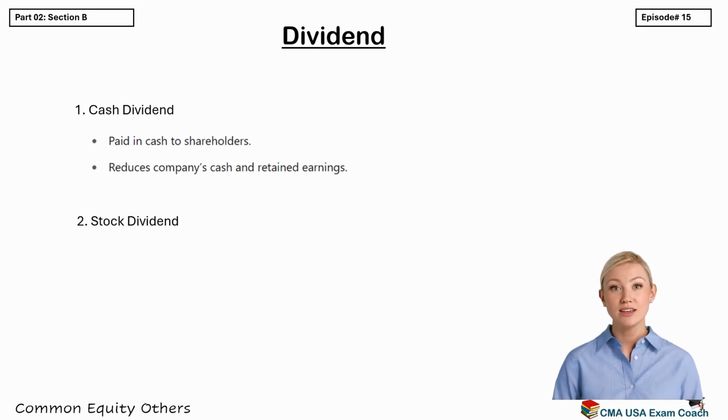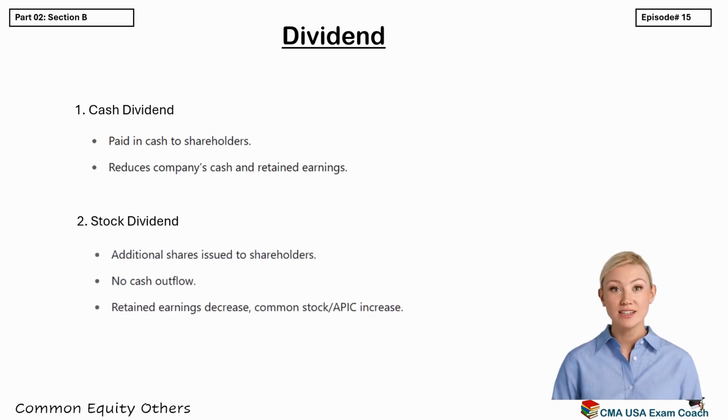Then comes the stock dividend, a non-cash reward. Instead of giving you money, the company gives you more shares. If you owned 100 shares and there's a 10% stock dividend, you now own 110 shares. While your total ownership percentage may not change, the number of shares increases and each share's price adjusts accordingly. Stock dividends are often used when companies want to reward shareholders, but prefer to conserve cash for operations or investments.